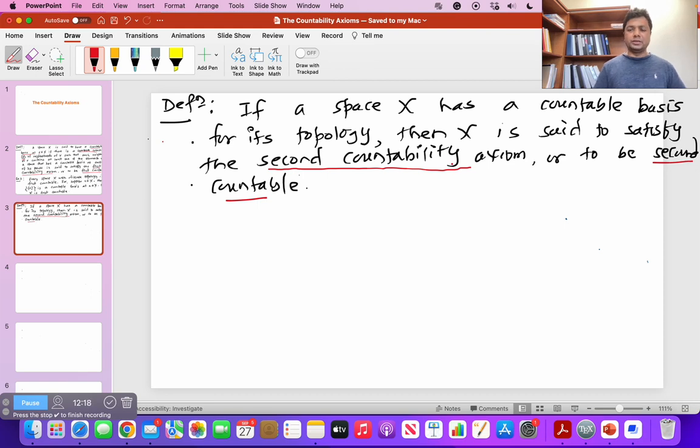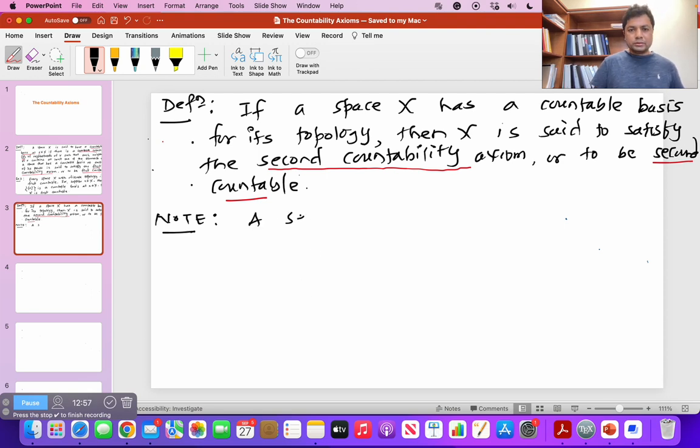But for the first countable space, we don't have to have a countable basis for the topology. Instead, you have to have a countable basis at each point in the topological space. Okay. All right. Now, from the definition, we can see that second countable spaces are first countable. Okay. So we can write down as a note. This is quite obvious. If your space is second countable, then it is also first countable.